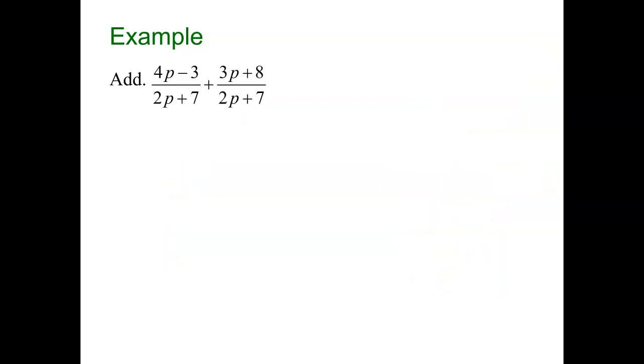Say denominator, nice and easy. 2p plus 7. Now add the numerators. Good. 4p plus 3p gives me 7p. Negative 3 plus 8 gives me 5. Do I have any common factors? Is 7 a factor? No. It's a term. So I don't have any common factors. Can I factor either of those? No, there's no GCF. So that's the answer? That's the answer. There's no simplification. There's no common factors, and they can't be factored. So that's already in lowest terms.